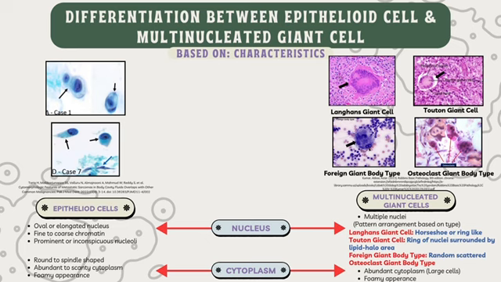The third type is the foreign body giant cell, which has nuclei scattered throughout the cell. They are commonly associated with implants or foreign body reactions. The fourth type is the osteoclast giant cell, which is found in bone-related conditions and tumors like giant cell tumor of bone. Characteristics of the MGC: the cytoplasm is abundant, and it is larger than most cells with a foamy appearance.